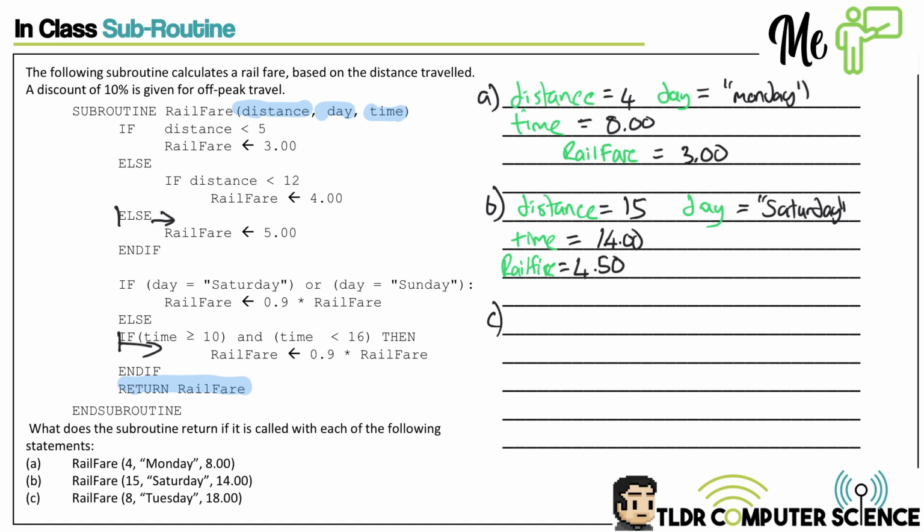C. So let's do the last one and get the values. Okay, let's review this. Distance is 8. Is that less than 5? No. So we go to the else. Is the distance less than 12? Yes. So rail fare is 4.00. And if day is Saturday or Sunday? No. Is time greater than or equal to 10? No. Is it less than 16? No. So rail fare was 4.00 because it never changed down here. So rail fare is 4.0.